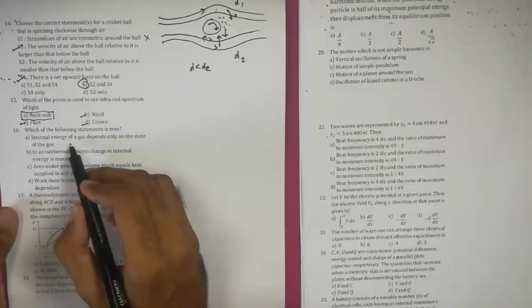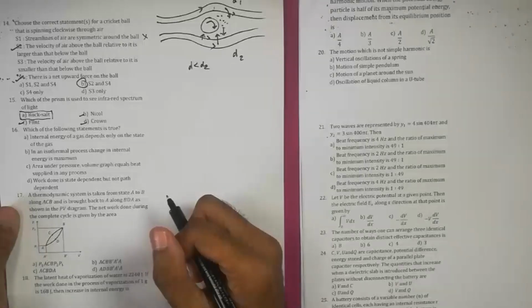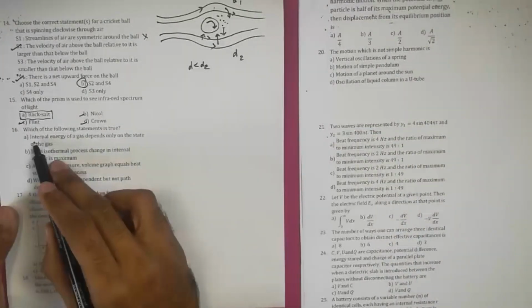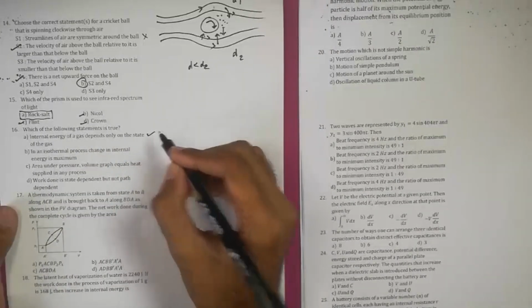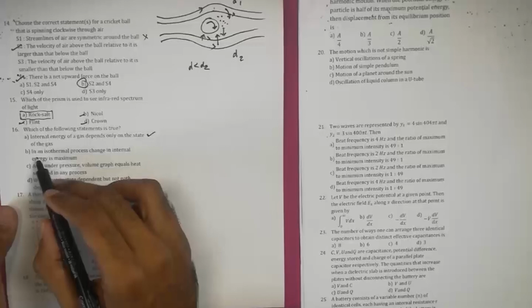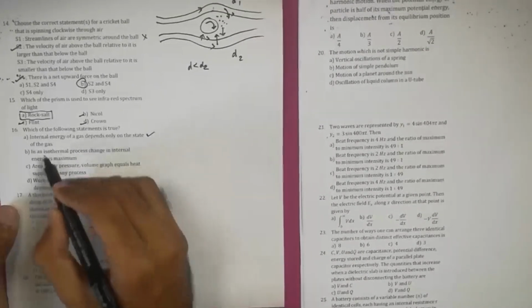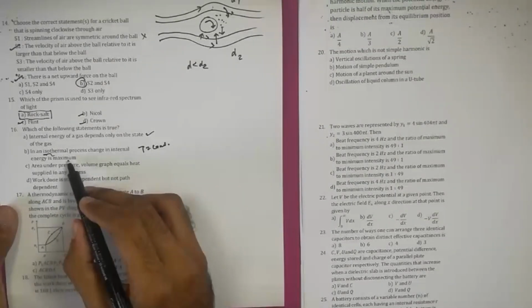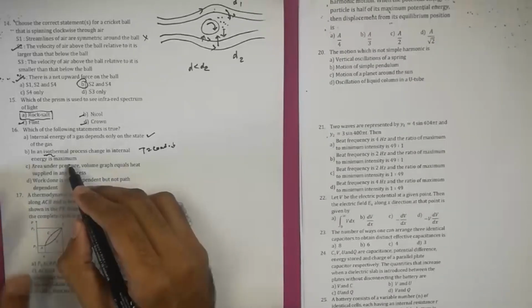Yes. In an isothermal process, change in internal energy is maximum. Isothermal means the temperature remains constant, it does not change. So in this case, change in the internal energy is maximum? Highly unlikely. It doesn't depend on that, because if the system is isolated, it might change. Area under the pressure-volume graph equals heat supplied in any process. Alright, this is also not correct, because no, it doesn't depend on that. Work done is state dependent but not path dependent.